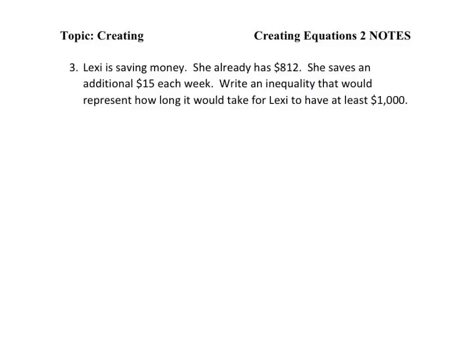Problem number 3. Lexi is saving money. She already has $812. She saves an additional $15 each week. And we need to write an inequality that would represent how long it would take for Lexi to have at least $1,000. There's a lot going on in this problem. Let's take a look at the important information.